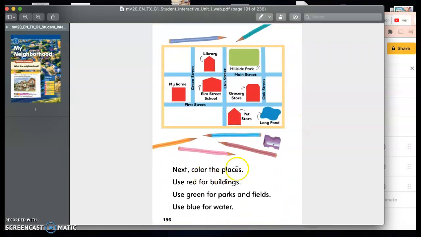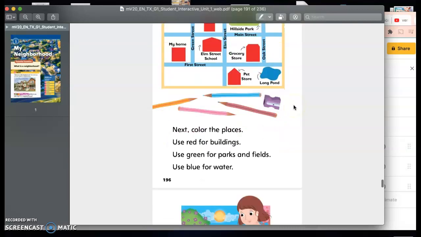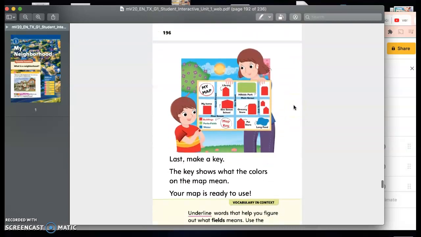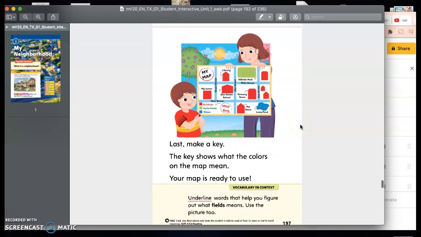Next, color the places. Use red for buildings. Use green for parks and fields, and use blue for water. Wow, this map is really coming together. My home. Here are some of the places, the buildings, and then this is the park, and here are the places where there's water. Last, make a key. The key shows what the colors on the map mean. Your map is ready to use.